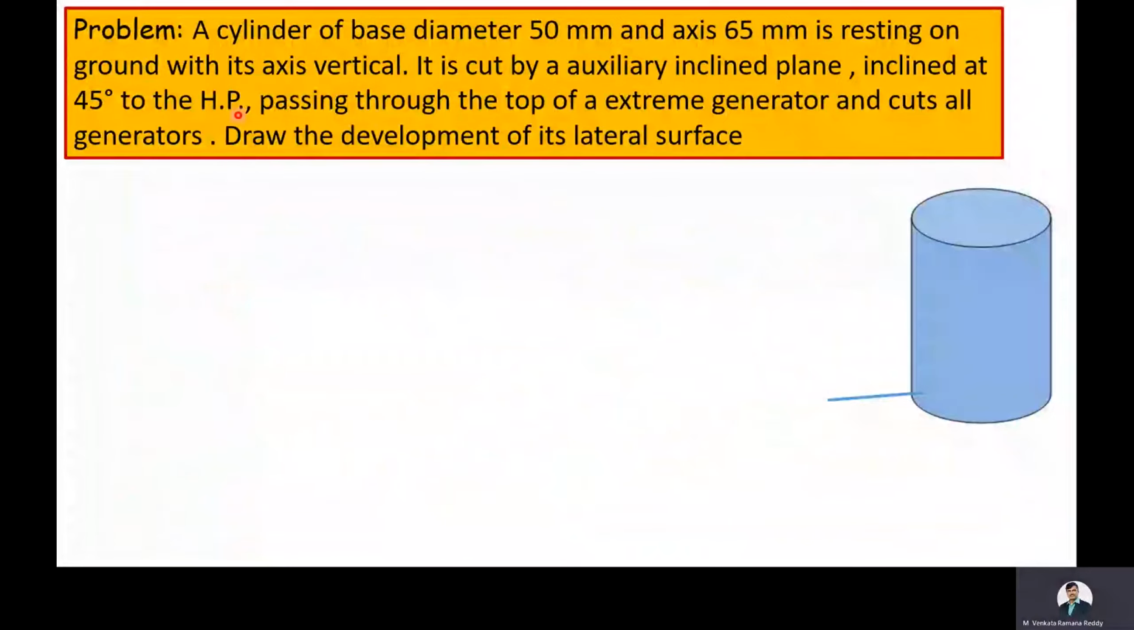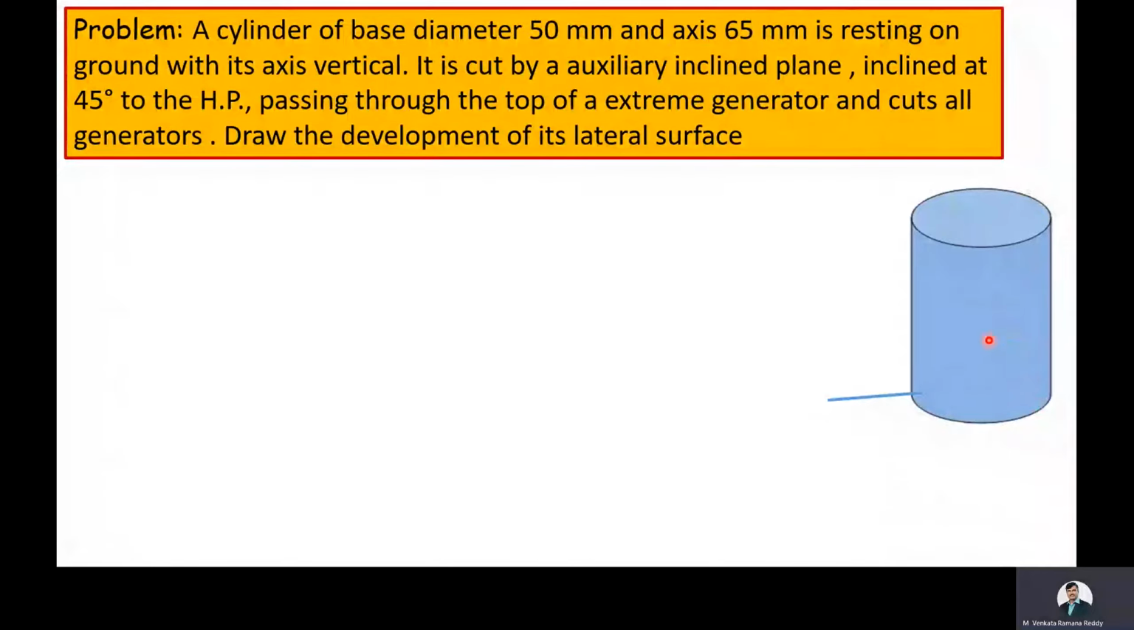The given problem is a cylinder of base diameter 50 mm and axis 65 mm resting on ground with its axis vertical. It is cut by an auxiliary inclined plane, inclined at 45 degrees to the HP, passing through the top of an extreme generator and cuts all the generators. Draw the development of its lateral surface. Now we will extract the data from the problem.